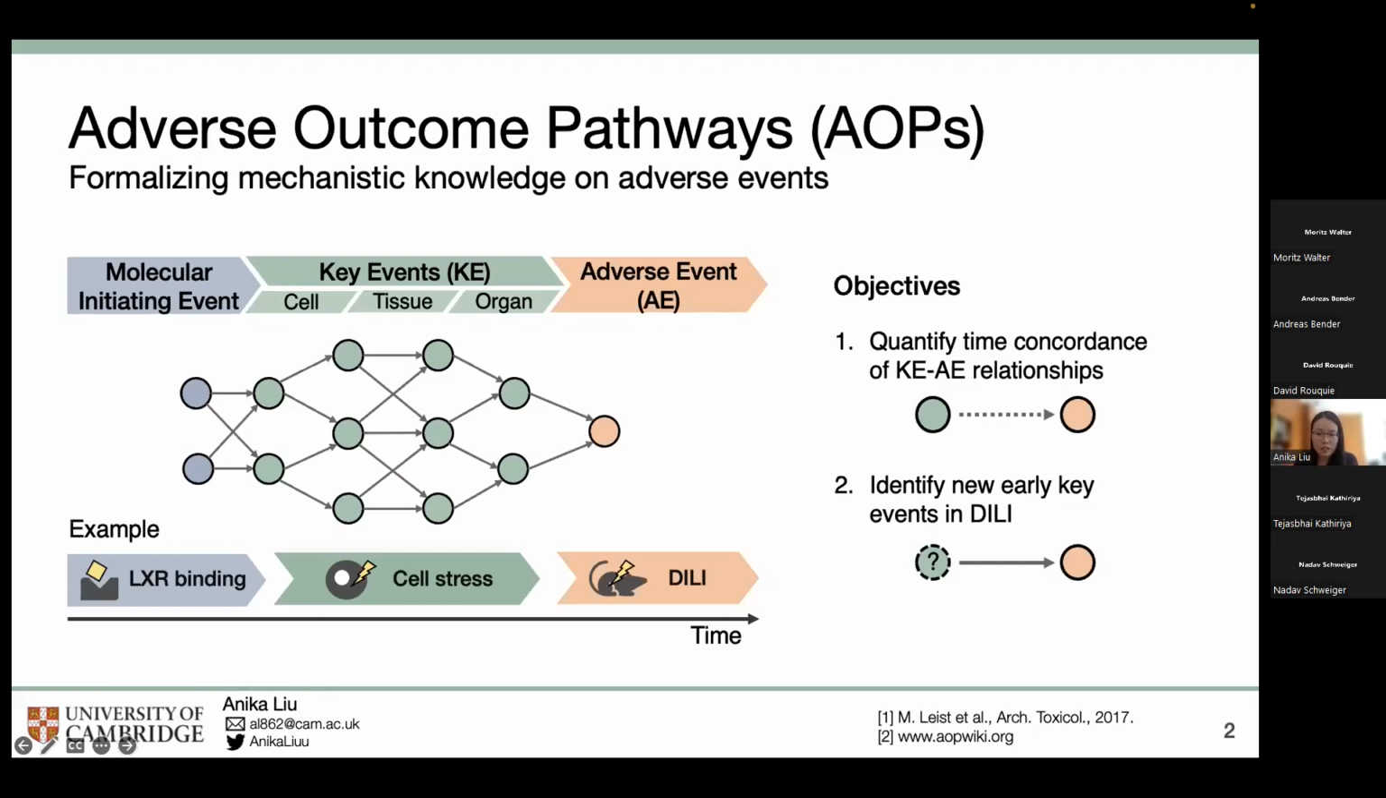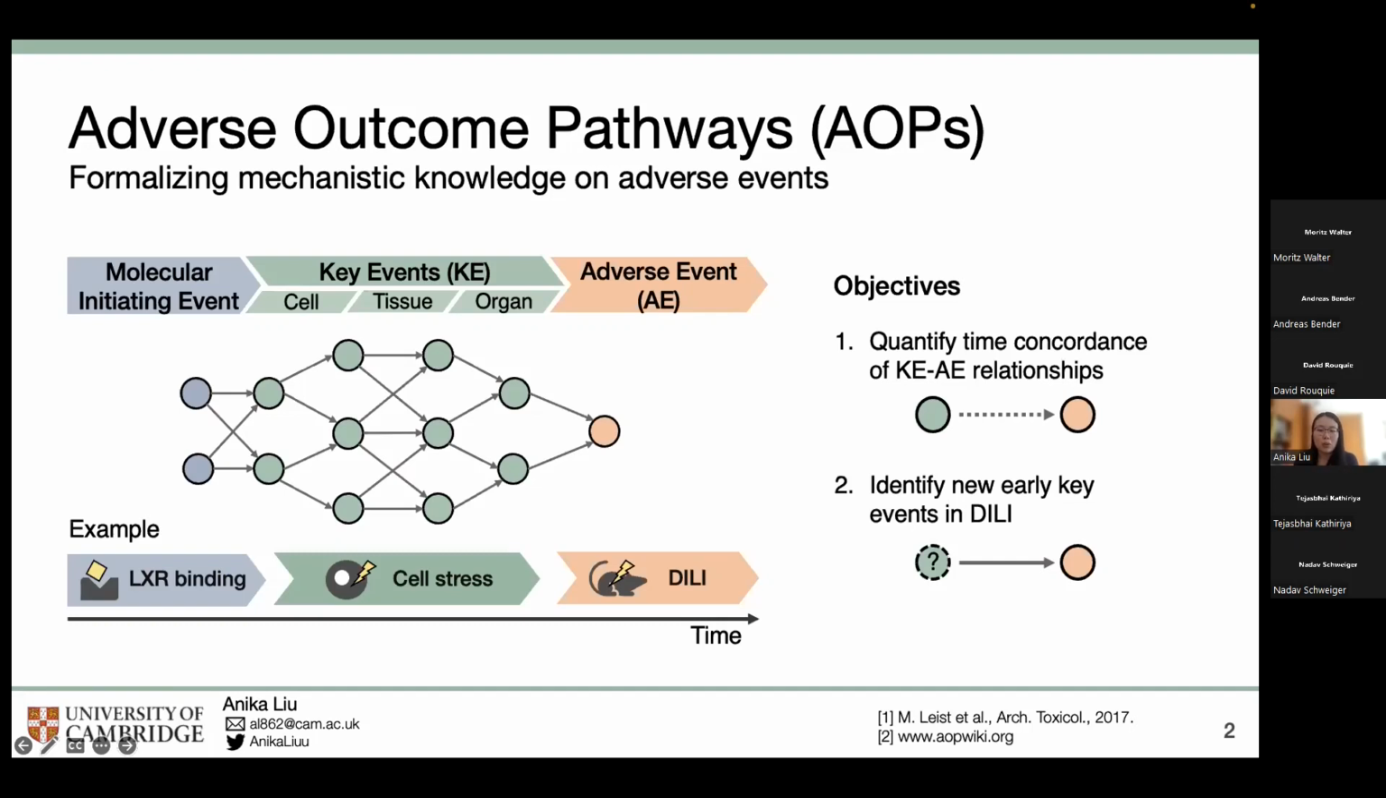And the last point is empirical support, which is something where we think we can support this with the right data. And this includes time concordance. So does the molecular initiating event or key event, for example, take place before the adverse event? And we think we have the right data for this.